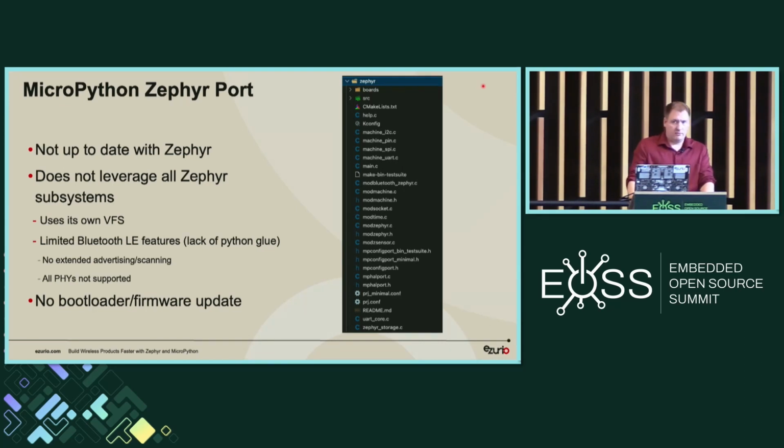It doesn't leverage all of Zephyr's subsystems. It uses its own virtual file system. The BLE features are not fully featured, and this is because of lack of, call it a Python glue layer for gluing the BLE APIs in Zephyr to the MicroPython subsystem. For example, there's no extended advertising or scanning. You can't use all the PHYs. And again, they're not taking advantage of the bootloader firmware update support that Zephyr can give us.